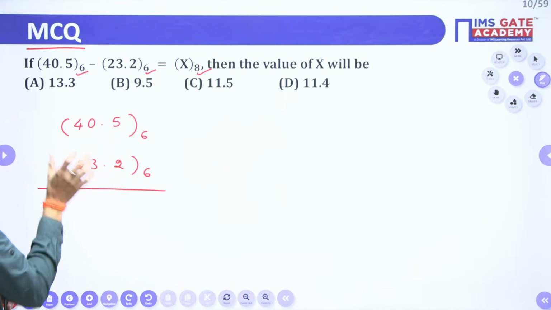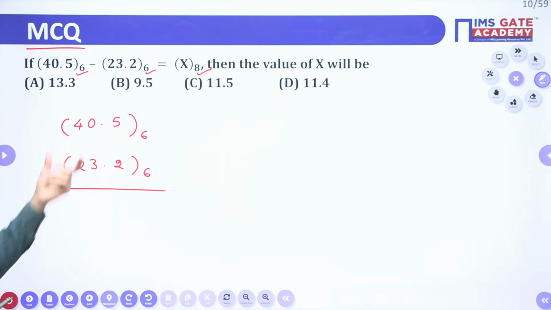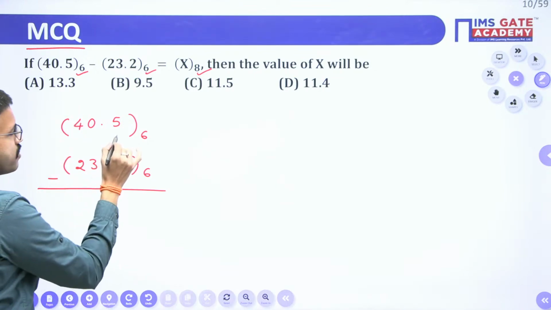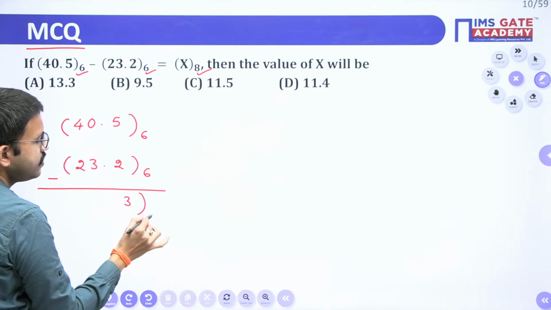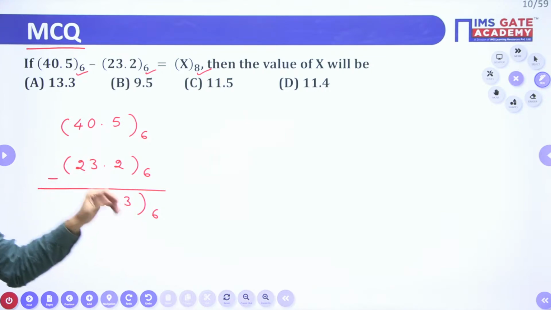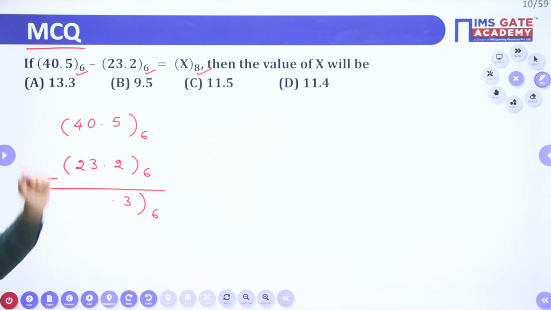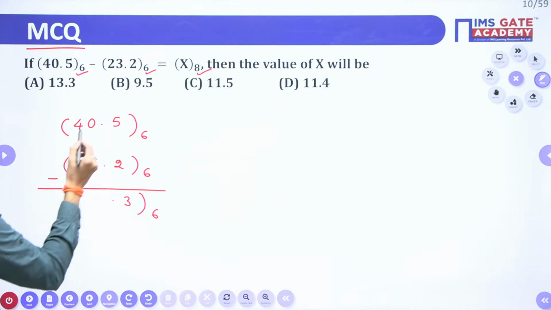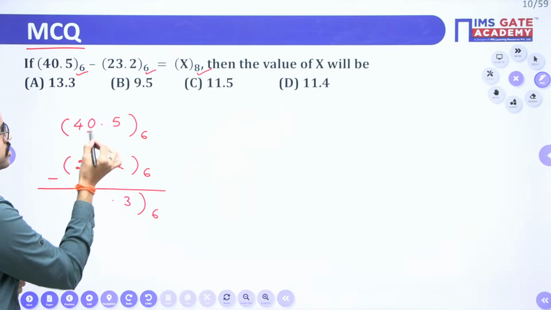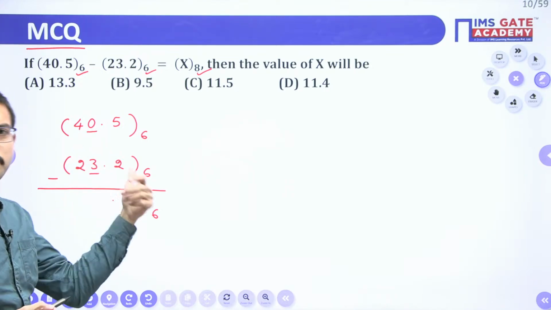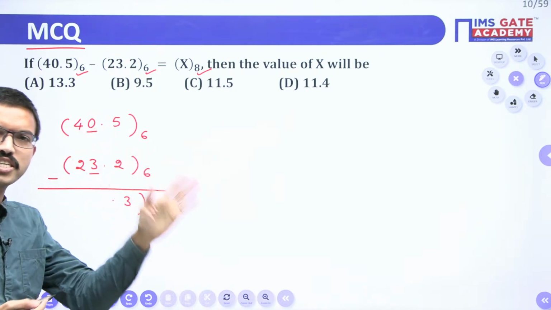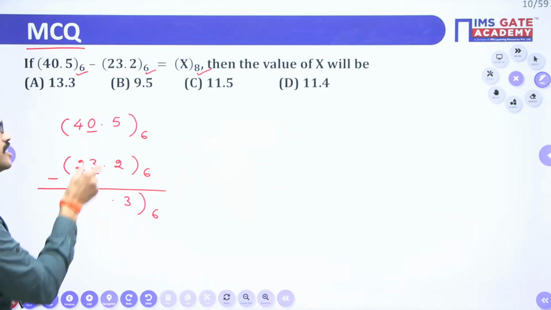Just by looking at the numbers, 40.5 is greater than 23.2, so you will get a positive number only. You can perform subtraction. Now 5 minus 2 is nothing but 3. Here 5 is the larger digit, 2 is the smaller digit, so you can perform direct subtraction. But 0 minus 3, can you subtract directly? No. Why? Because 0 is smaller, and you want to subtract the larger from the smaller. Whenever you want to subtract smaller from larger, direct subtraction is possible. But whenever you want to subtract the larger from the smaller, it is not possible.